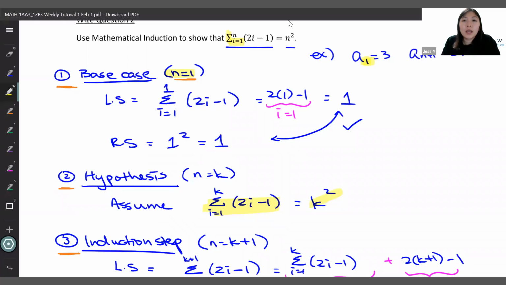So whatever equation they gave you, whatever statement they gave you, break it down into left side and right side and check what happens when n equals 1. So the left side, when n equals 1, we get 2 times 1 minus 1, which is 1. The right side is 1 squared, which is also 1, right? So the base case is checked.